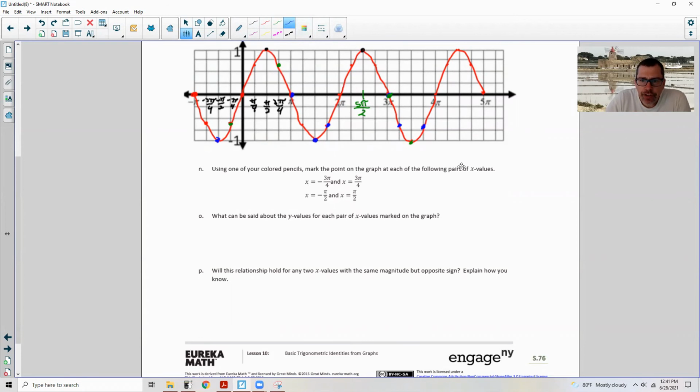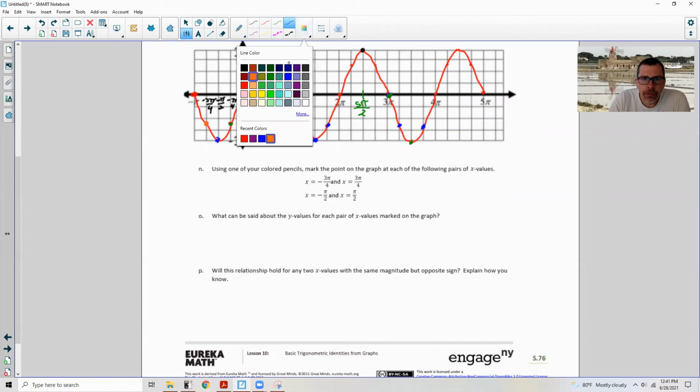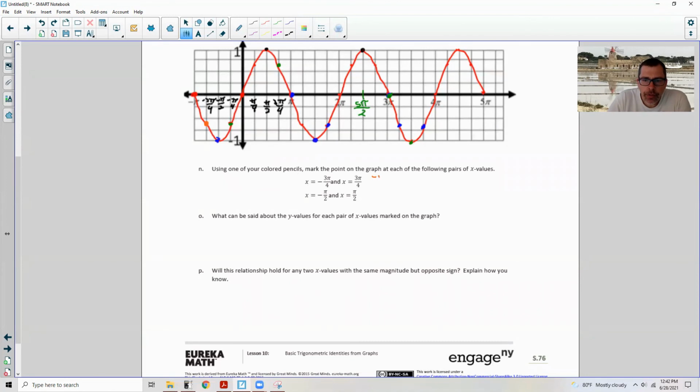Mark the point on the graph at each of the following pairs of x values. Negative 3/4 pi is right here, and it is right there. That is the negative square root 2 over 2. 3 pi over 4 is right here, and that is square root 2 over 2 positive. x equals negative pi over 2 is right here. That value is negative 1. And x equals pi over 2 is up here, and that is 1.